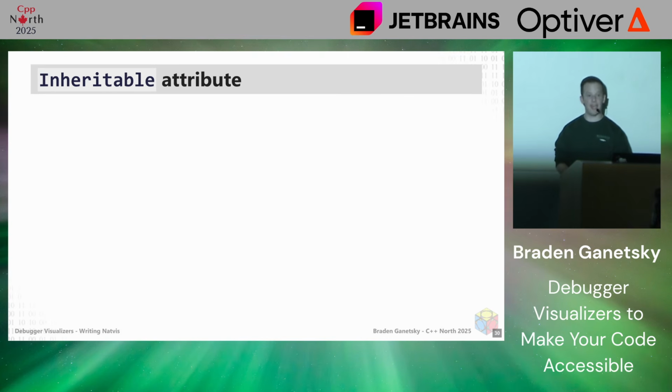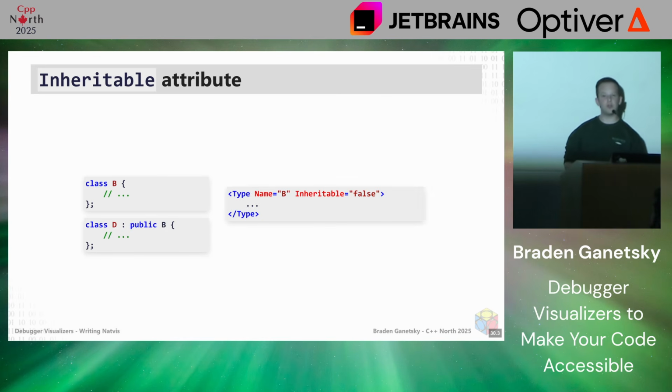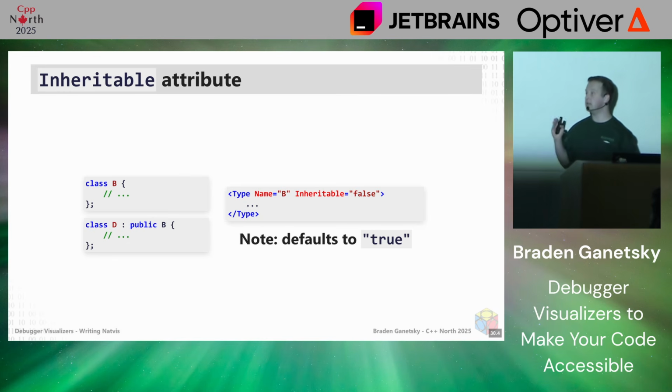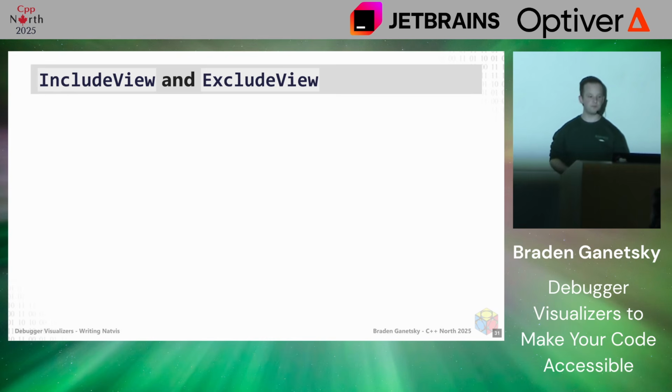There are some interesting attributes. One is inheritable. So if we have a class B and then we have another class D that inherits from B, if we create a visualizer on B and then create an object of type D, it will not use this visualizer. Why? Because it has inheritable false. If you gave it inheritable true, or you just left it out, then it will automatically inherit. So you create an object of type D, and it will use this visualizer, but this gives you sort of granular control.